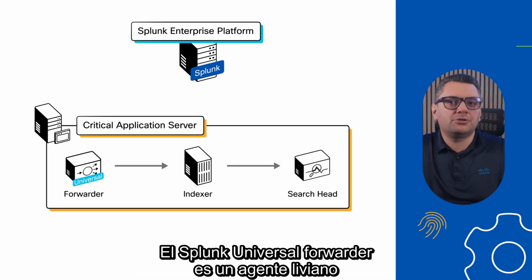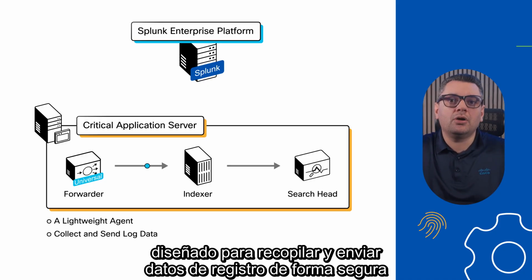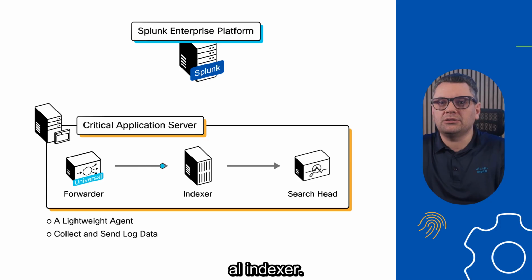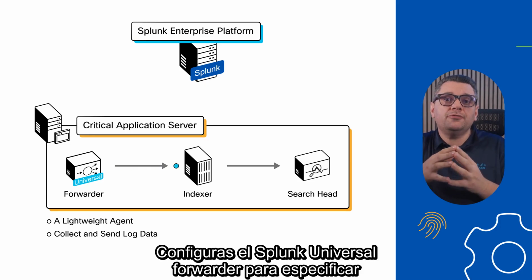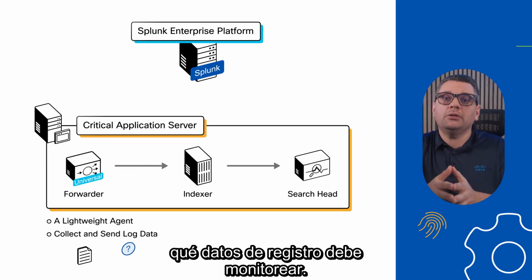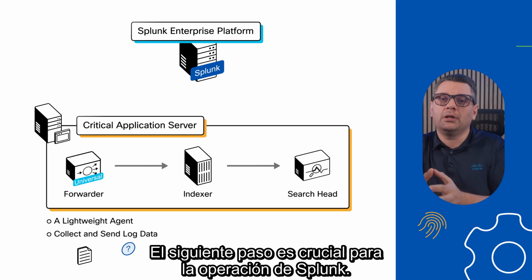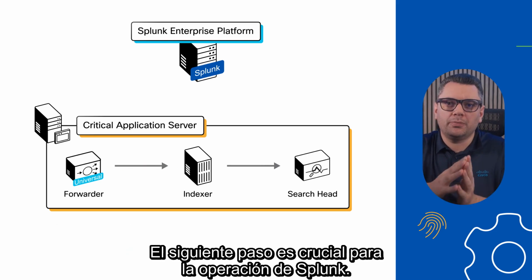The Splunk Universal Forwarder is a lightweight agent designed to collect and send log data securely to the indexer. You configure the Splunk Universal Forwarder to specify what log data it should monitor. The next step is crucial for Splunk operation.